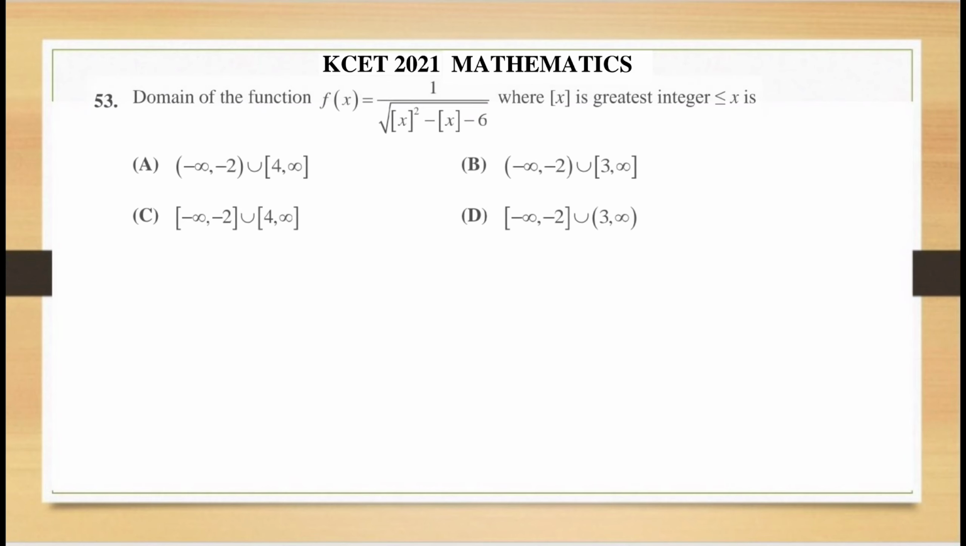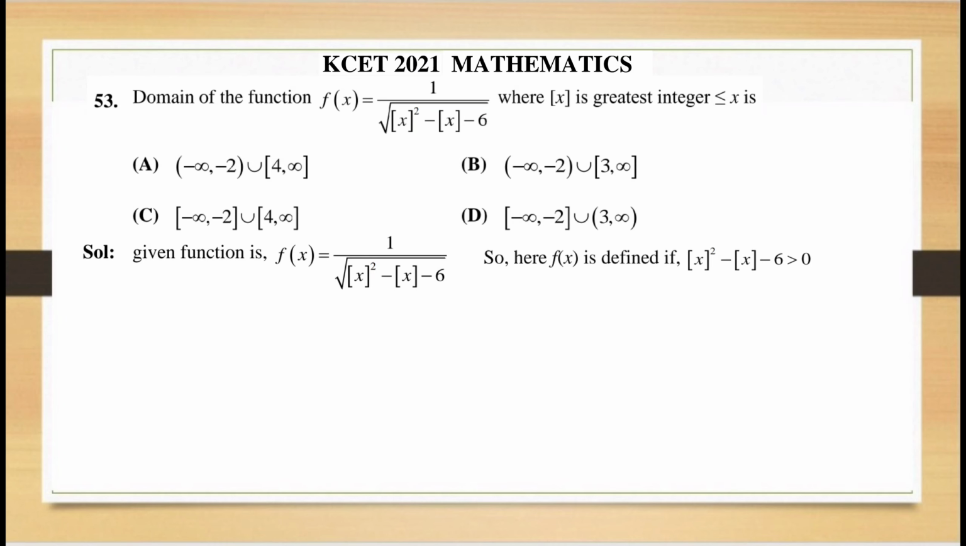53rd question is, the domain of the function f of x equals 1 by square root of ([x]^2 minus [x] minus 6), where [x] is the greatest integer less than or equal to x, is. Let's take the given function. Now here f of x is defined if and only if [x]^2 minus [x] minus 6 is greater than 0, because it is in the denominator it should not be equal to 0, and because it is under a square root it should not be negative. That means it should not be equal to any negative value. Therefore, [x]^2 minus [x] minus 6 is greater than 0.